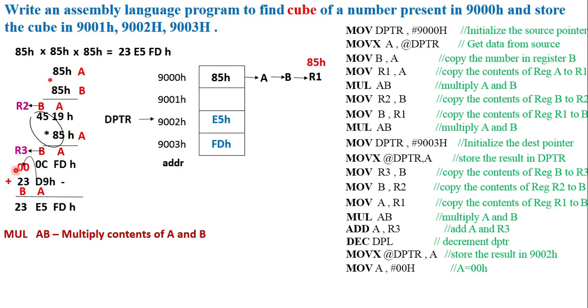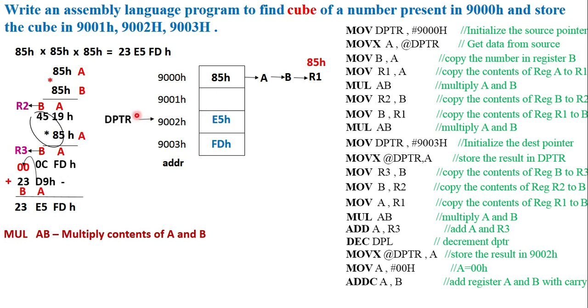Now this A has to be added with contents of B register along with the carry. So the mnemonic to add with carry is ADDC. So the next instruction is ADDC A, B. After this instruction's execution, 23 is added with 0 with a carry if any generated, and we get back this result 23 in accumulator. Now this result needs to be stored back at 9001H.